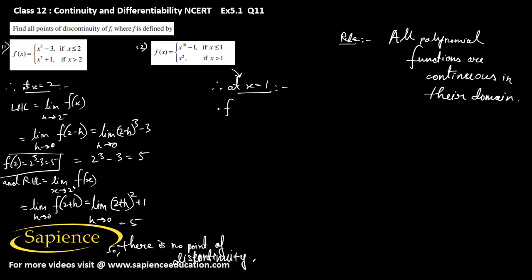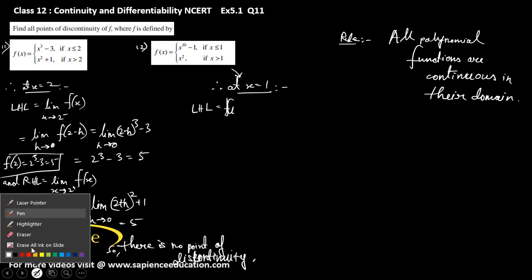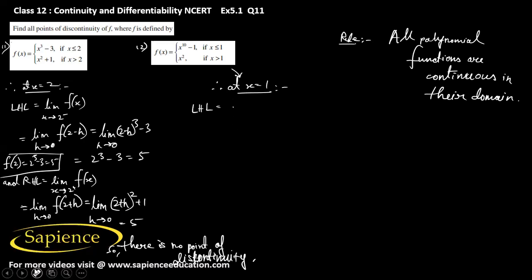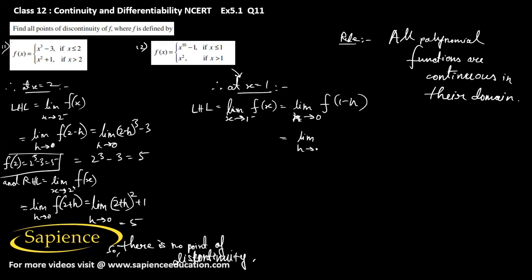So therefore, the left hand limit we have to find, that will be limit x tends to 1 minus f of x. It means when it is slightly less than 1. So then it is limit h tends to 0 f of 1 minus h. In place of x, I will put 1 minus h. So that will be 1 minus h whole power 10 minus 1. So here I can put h equal to 0. So this will be 1 power 10 minus 1, which is 1 minus 1, that is equal to 0.